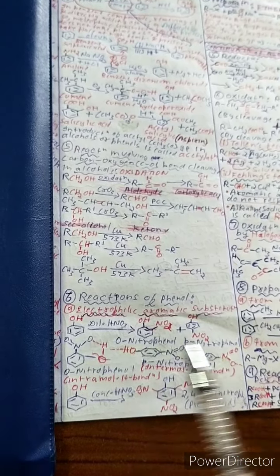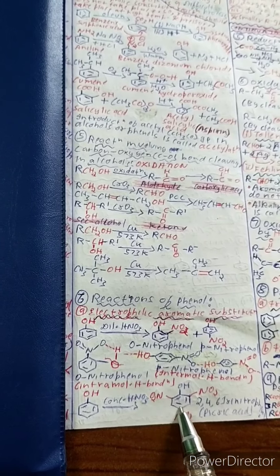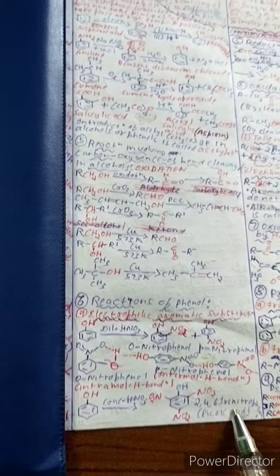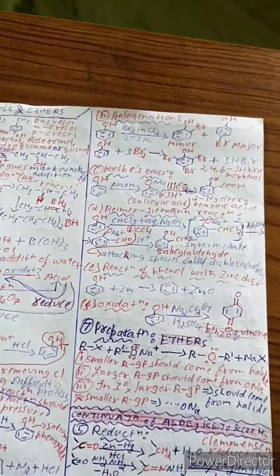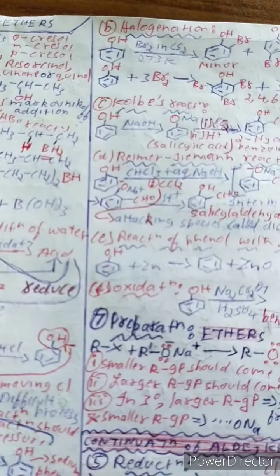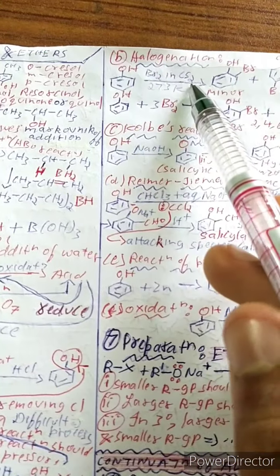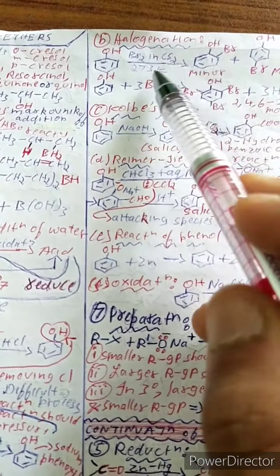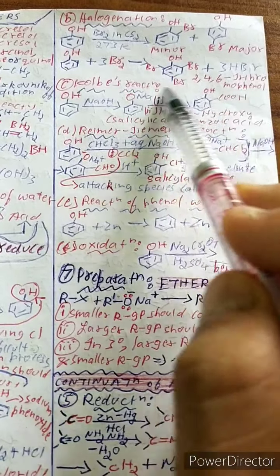And now phenol, in the presence of concentrated nitric acid, gives picric acid, that is 2,4,6-trinitrophenol. And next, let us come to the halogenation reaction. Phenol in the presence of bromine at this temperature gives minor and major products. And again the same reaction gives tribromophenol.